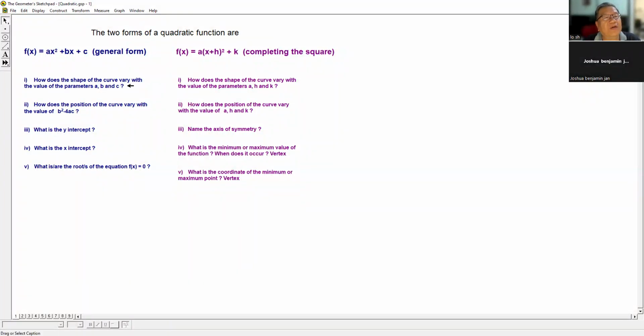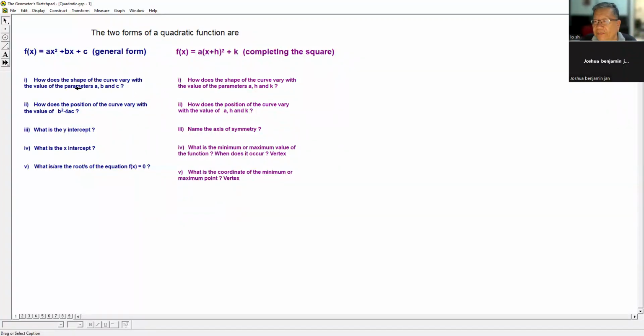How does the shape of the curve vary with the values of the parameters a, b, and c? Now, if you are going to draw the graph of the quadratic function, or if I change the value of a, how will the shape of the curve change? If I change the value of b, how will the shape change? If I change the value of c, how will the graph change correspondingly?